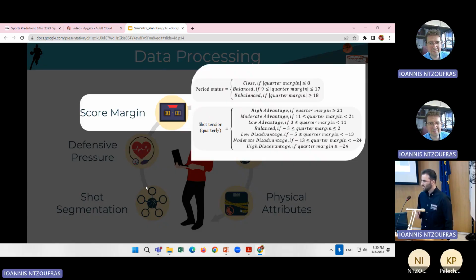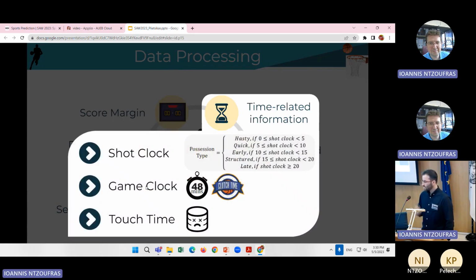We also quantified the mental pressure of a player when attempting a shot based on whether his team is leading or trailing and to what extent. Let's now continue with the time-related information in our data.